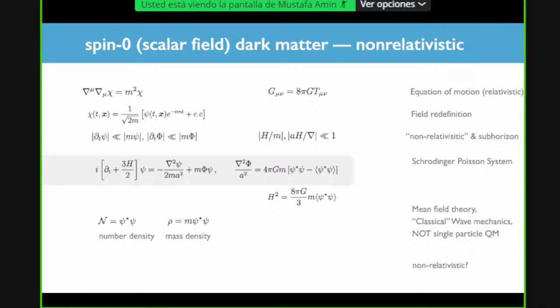I tried to stress that psi star psi you should think of as the number density of your dark matter particles. So rho, which is m times psi star psi, is the mass density. If you want to see squared there, it becomes the energy density.